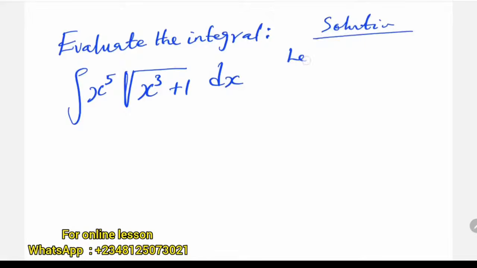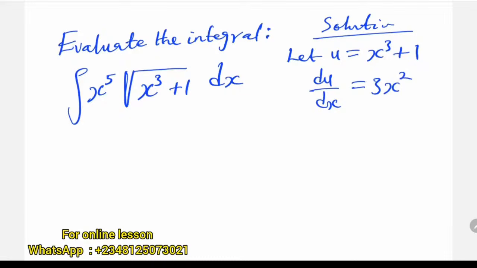We say let u, okay, let u equal to what we have here inside the radical. We call x raised to power 3 plus 1. Then we are going to differentiate u with respect to x, so that we have du dx equal to 3, multiply x by 3, then take away 1, becomes 3x raised to power 2. We need to make dx the subject of the formula so that we can substitute for this dx here in this expression. So here we can cross multiply, or simply take a reciprocal. Let's just cross multiply.